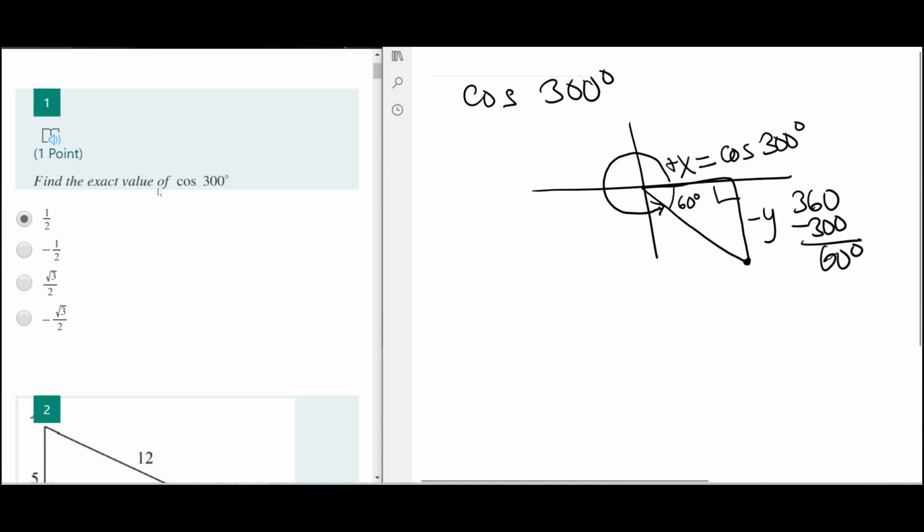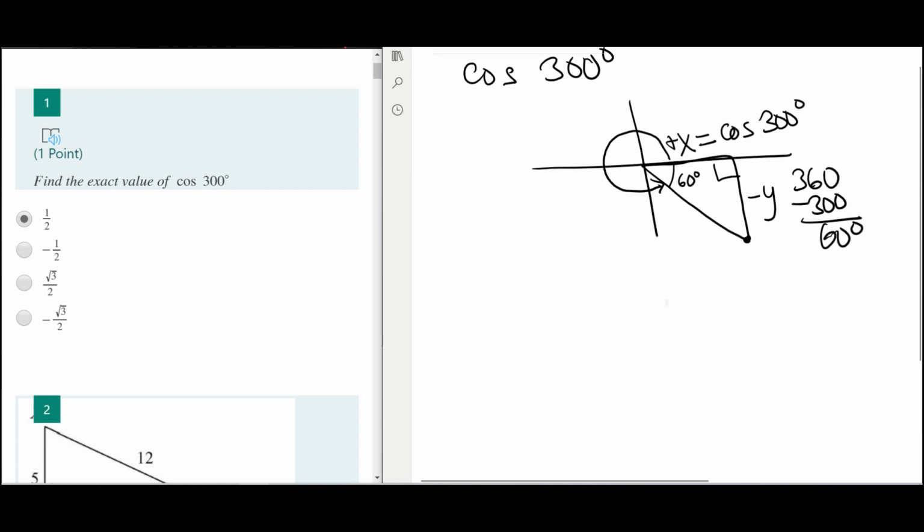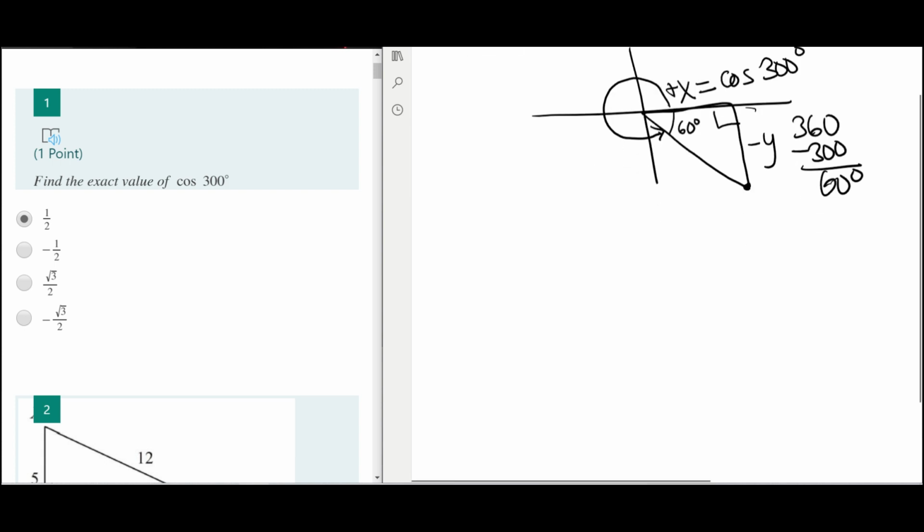Now, also keep in mind that we need to figure out what the cosine is, but we have this reference triangle here to help us. If that's 60, that means this has to be 30. That's a 30, 60, 90 triangle. So we have 60, we have 30, we have 90.